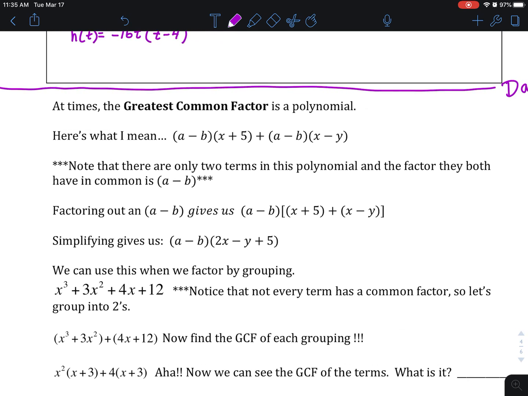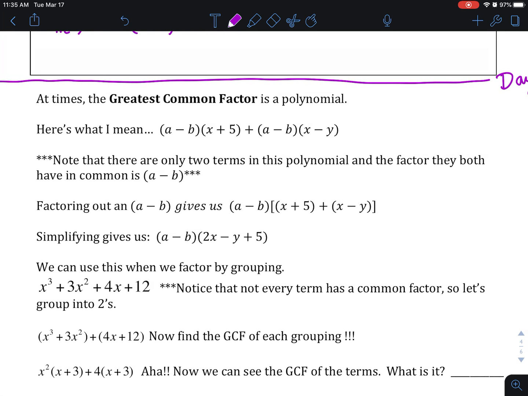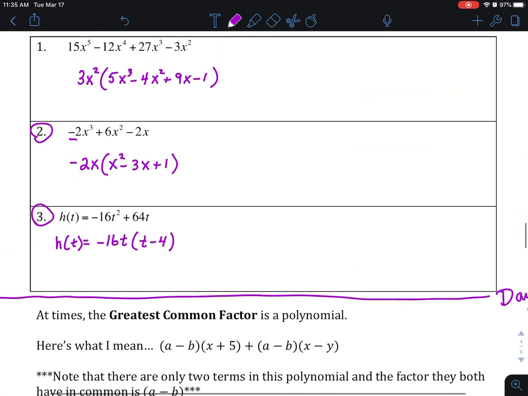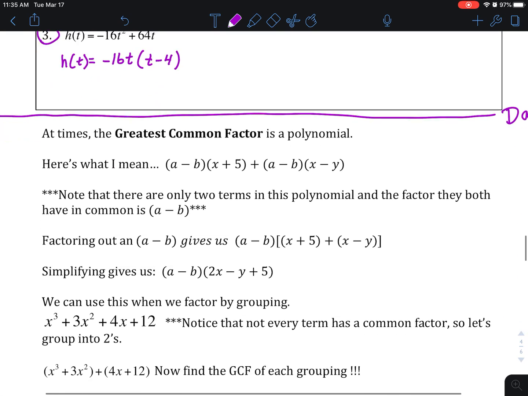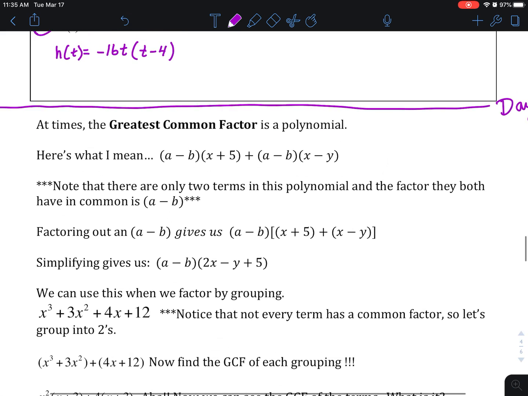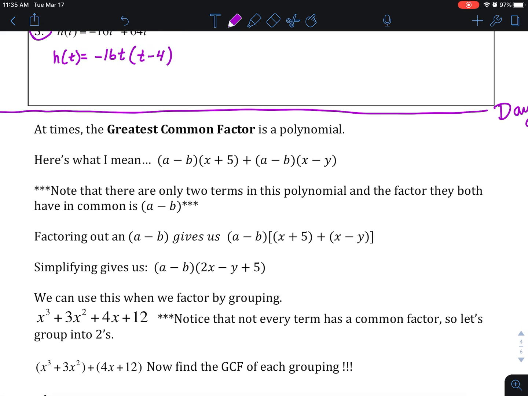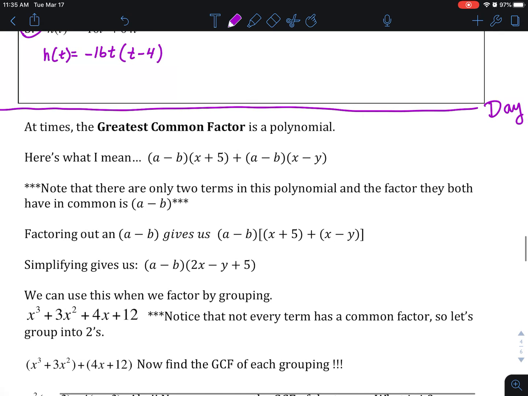Hi, welcome back. We're still talking about factoring the greatest common factor of a polynomial. If you remember in the last video, when we factored out the greatest common factor, it turned out that the greatest common factor was a monomial. But not all polynomials have a monomial GCF. Sometimes the GCF is another polynomial, either a binomial or a trinomial. And that's what I want to look at today.